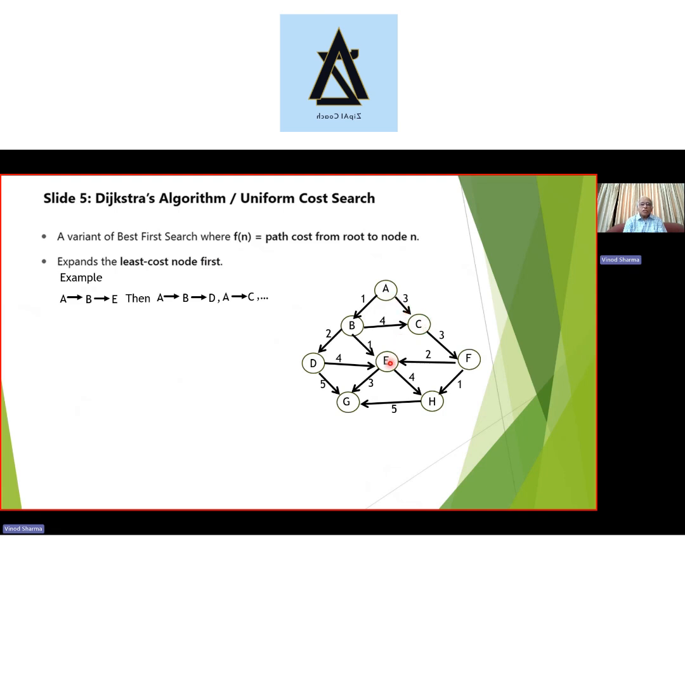Path cost to E from A, so there is one possible path via this way. So this has 1 plus 1. Total path cost is 2. You could have also come via this way.